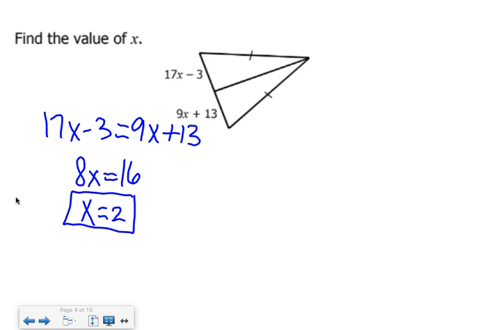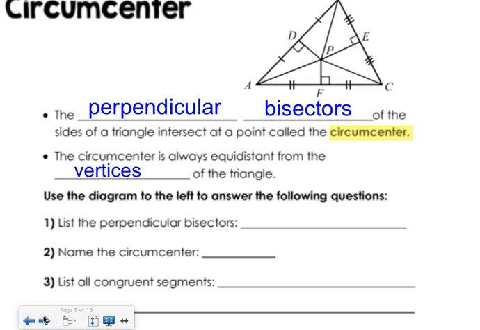Okay, now we have some relationships that happen when I have perpendicular bisectors in a triangle. So, the perpendicular bisectors of the triangle intersect at a point called the circumcenter, which is this point right here. And then there's some properties that go along with this. The circumcenter is always equidistant from the vertices of the triangle. So it's equal distance away from those corners of your triangle.